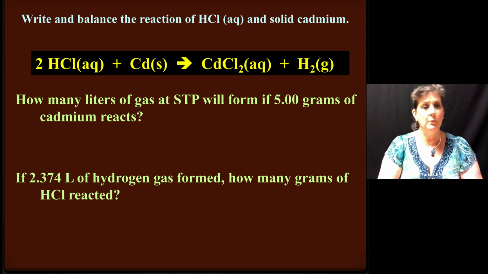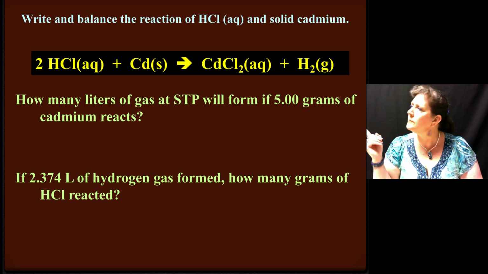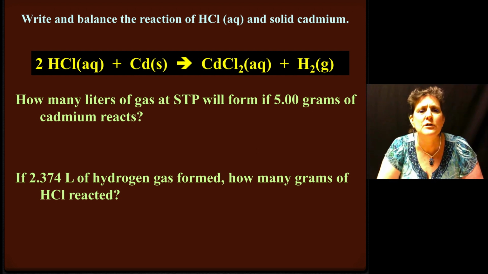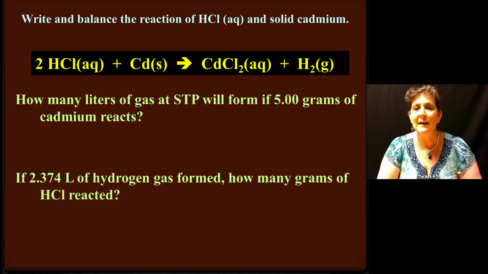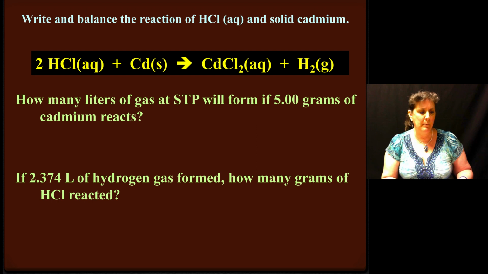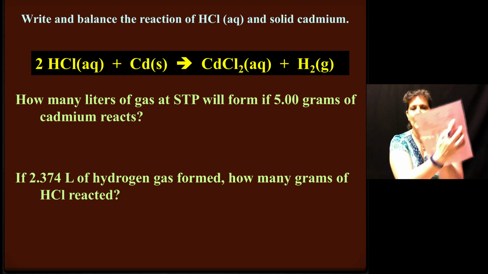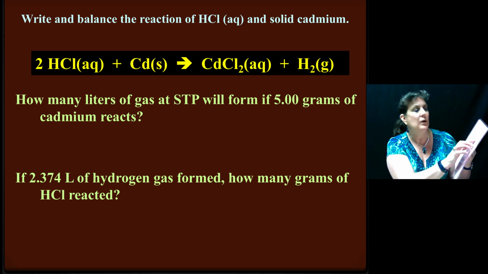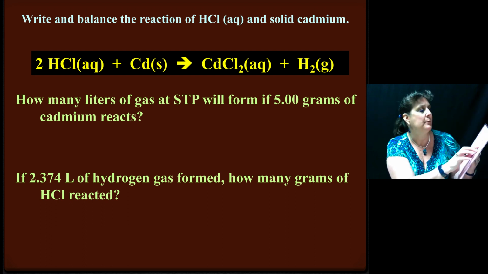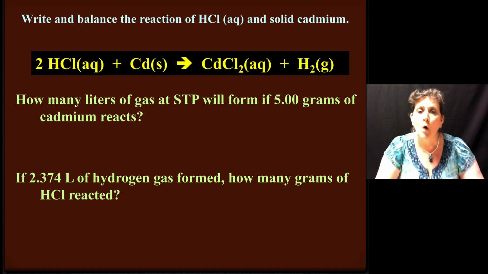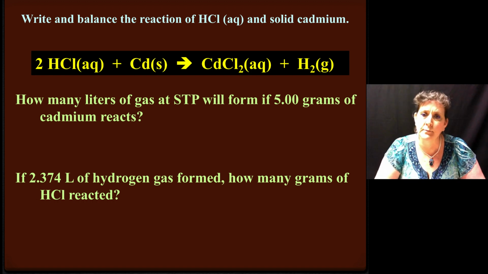Does it want moles of hydrogen? Look at the question. It wants liters. How many liters of the hydrogen gas? We need liters. How do you go from moles to liters? Well, if you don't remember, on the back of your periodic table, we have 1 mole of any gas. It's 22.4 liters at STP. So we got 22.4 liters over 1 mole of hydrogen.